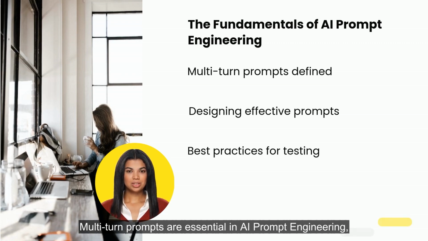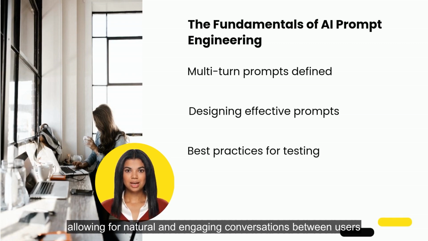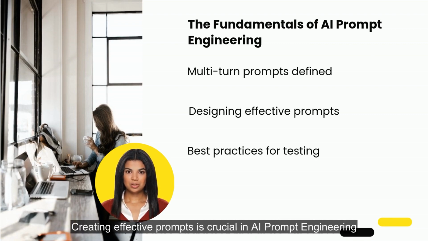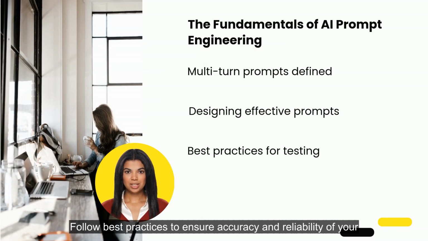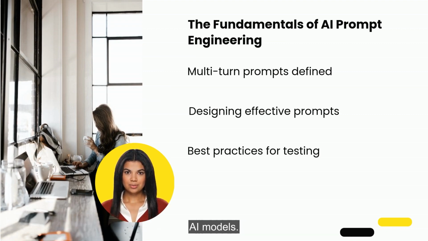Multi-turn prompts are essential in AI prompt engineering, allowing for natural and engaging conversations between users and AI systems. Creating effective prompts is crucial in AI prompt engineering to ensure successful communication with users. Testing is crucial in AI prompt engineering. Follow best practices to ensure accuracy and reliability of your AI models.